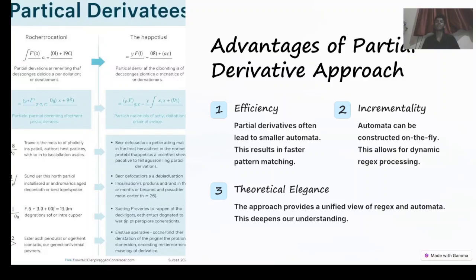Next, what are the advantages of the partial derivative approach? Firstly, efficiency. Secondly, incrementality. Thirdly, theoretical elegance. In efficiency, we know that partial derivatives often lead to smaller automata. This results in faster pattern matching. In incrementality, automata can be constructed on the fly. This allows dynamic regex processing. In theoretical elegance, the approach provides a unified view of regex and automata, which depends on our understanding. In the practical derivations, the derivations are given in the figure. We can see that.